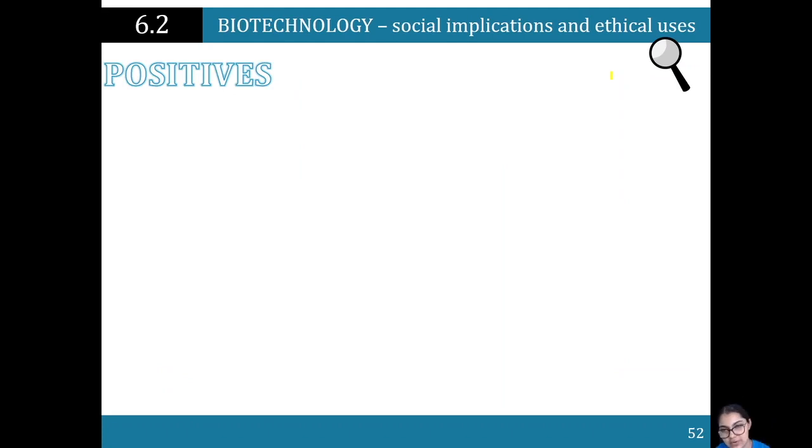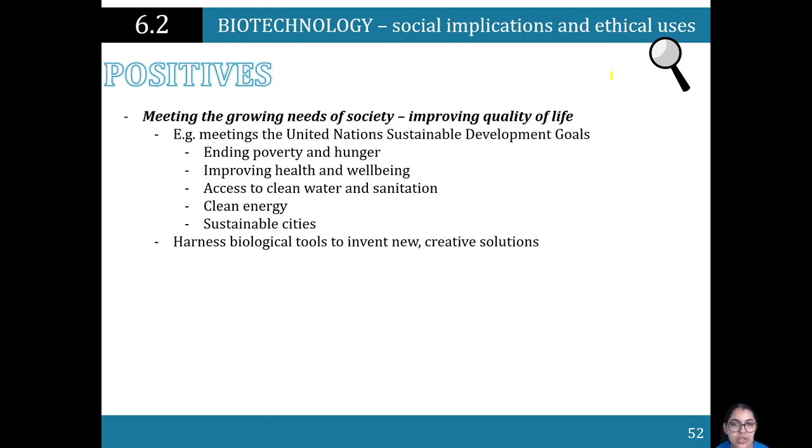So what are the positives, right? I actually want you to think about this. What are the positives of using biotech? Well, first of all, it meets the growing needs of society, right? Our population is growing, our resources are limited, and so by using these biotechnological products, we can meet the growing needs of a society. We can try and reduce that pressure on the environment, and we can improve quality of life through it.